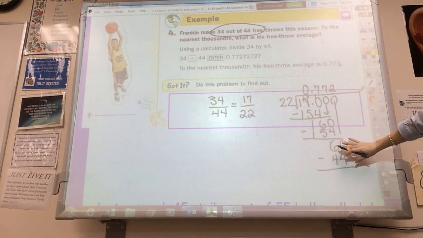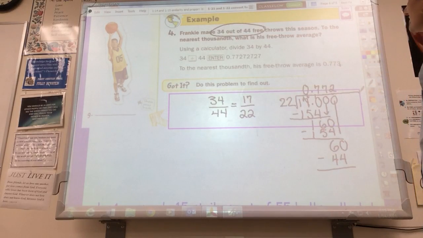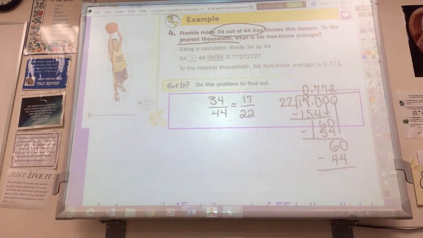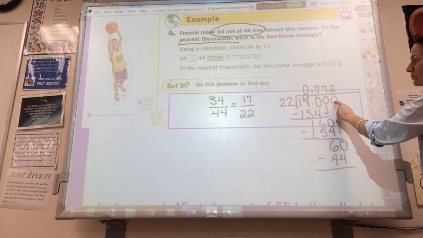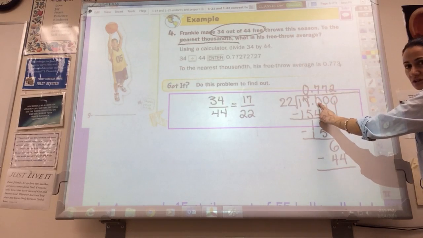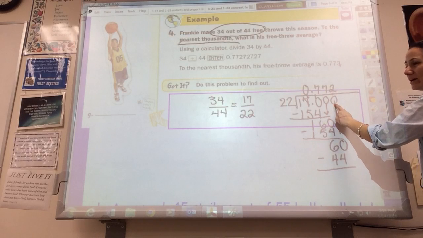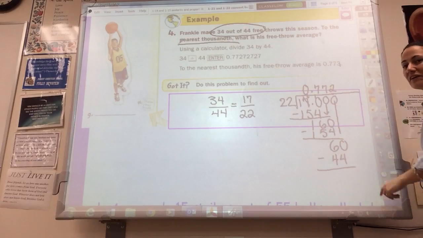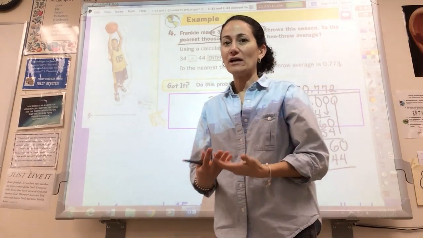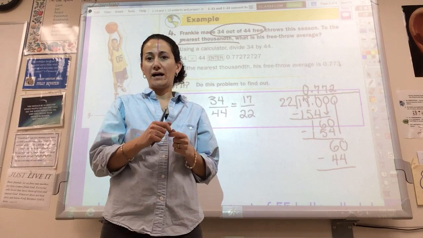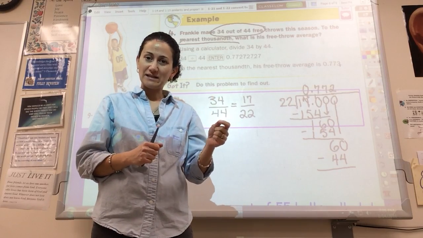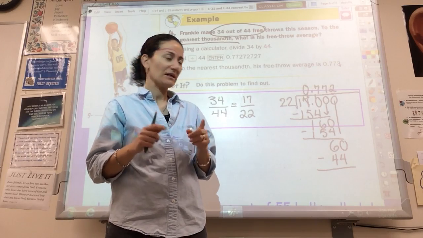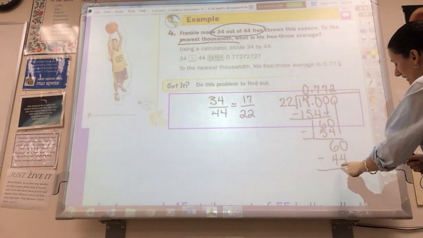If you want to pause for a minute, let's look back at the problem. It says to the nearest 1,000. And if you remember, the thousands place is where I am right now. Tenths, hundredths, thousandths. So some people say, okay, you can stop now. But if I want to round to the nearest thousandth, then I need to divide to the 10,000ths place so that I know what my thousandths place rounds to. This is kind of tricky. So let me keep dividing here.